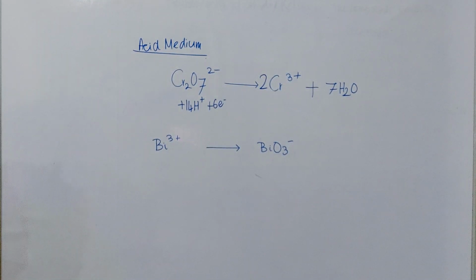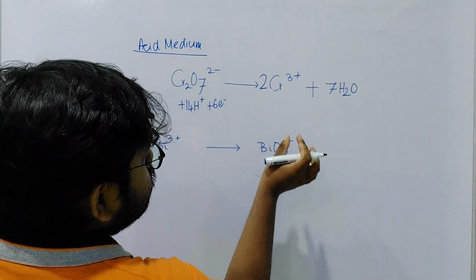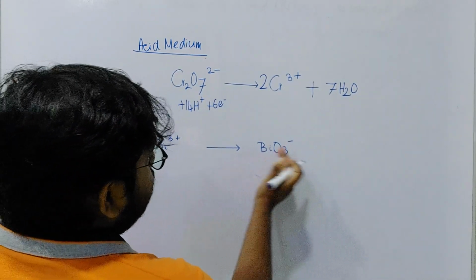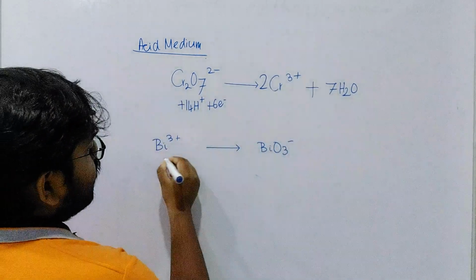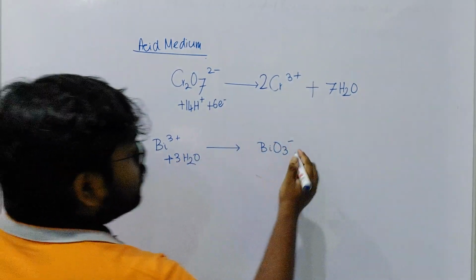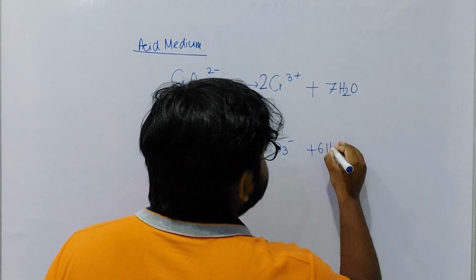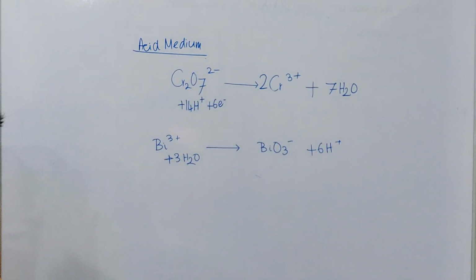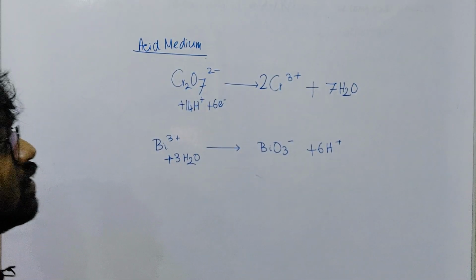Very simple. The number of extra oxygen is 3 on the right hand side. So on the left hand side we will add 3H2O, and on the right hand side we will add 6H+. Hence the number of atoms are balanced.